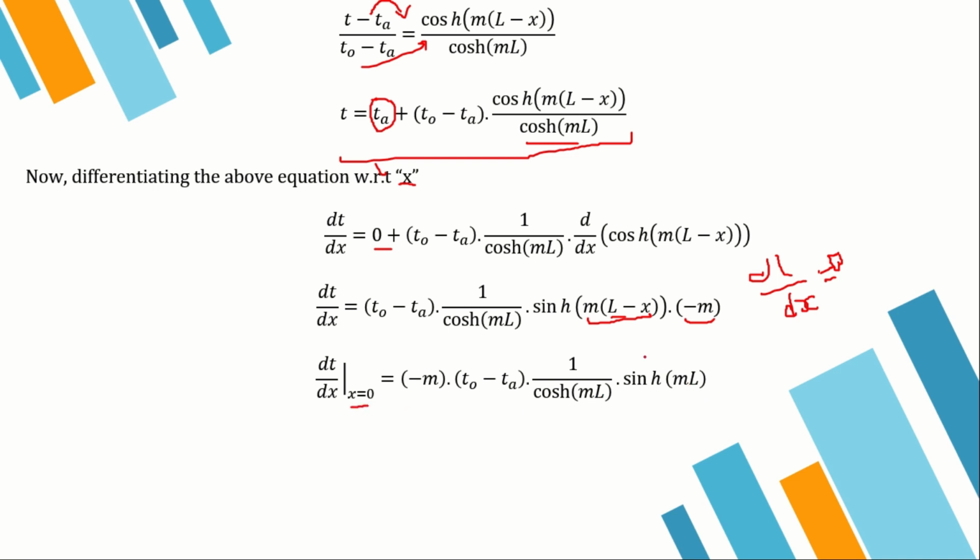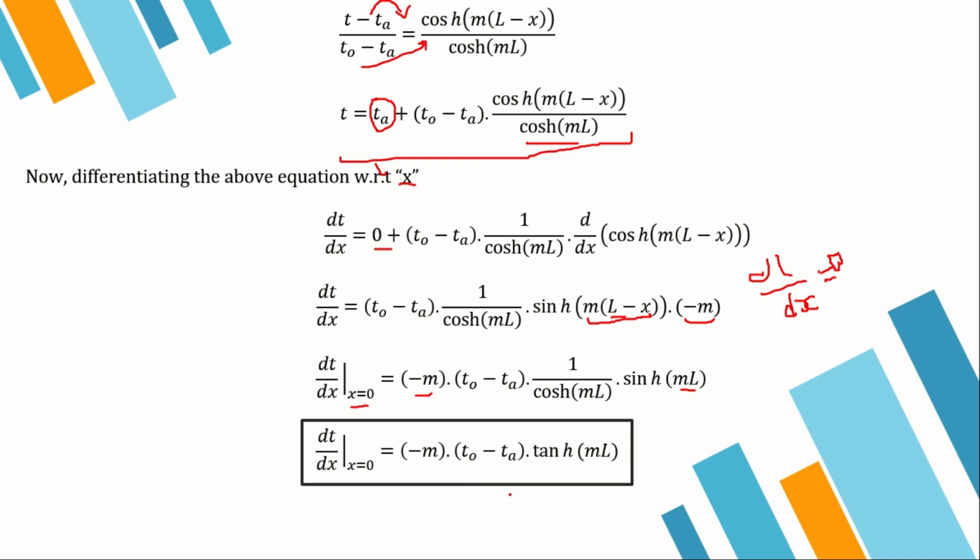When we put x equal to 0, this term we have taken in front, and we are left with sine hyperbolic ml. So sine hyperbolic ml and cos hyperbolic ml will form tan hyperbolic ml, and we have to remember this term, as it would be used in calculating the value of Q fin.